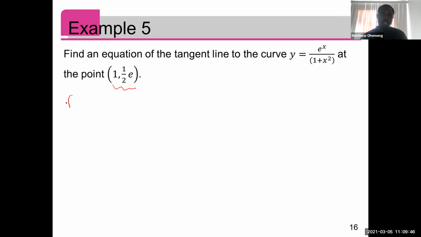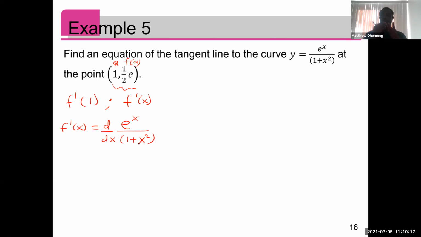So for the slope, we need f prime at what? At 1. This is the x value, right? This is the a, f of a. So we need f prime at a, which is f prime of 1. So f prime of 1 is just: find f prime of x and then evaluate it at 1. So let's start with f prime of x. For f prime of x, just attach the differentiation operator to e to the x over 1 plus x squared. That's the first step, right? So we are trying to get f prime and then we plug in 1.